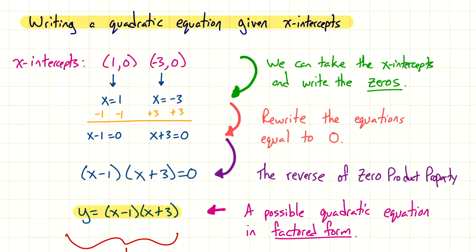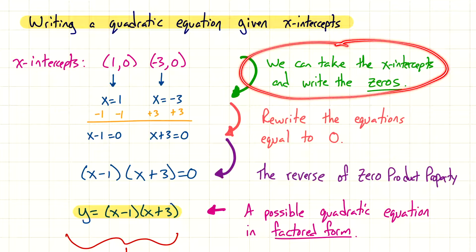I've given us 2 x-intercepts. It's possible a quadratic could have one x-intercept, or actually none. This is assuming we have two, and we're going to work with that information. Just like the previous problem, in order to get our x-intercepts, we needed to know the zeros. So let's just go backwards. We could take those x-intercepts and write them as zeros.